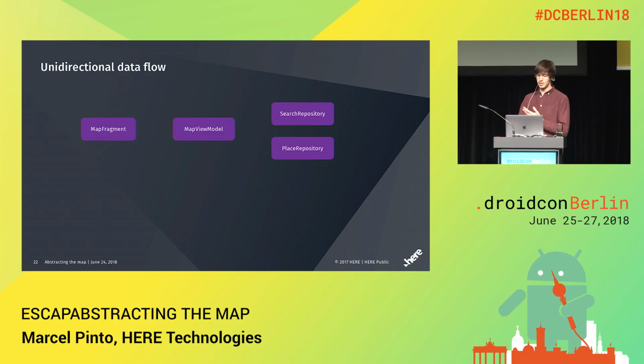In the example that we had before, we have repositories that define the source of the data. So a search item, for example. This search item goes into the mapping model, and this is the one that knows how to convert this search item into something that the map might understand. Finally, as we saw, it creates a list of items, then the map fragment is the one who observes this. So it goes all the way there. That is pretty simple and easy. There is no back and forth.